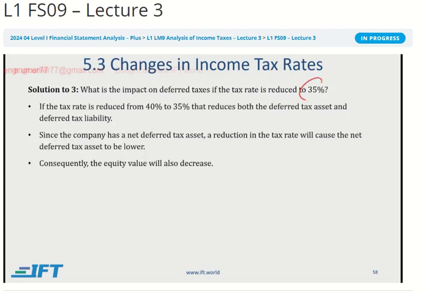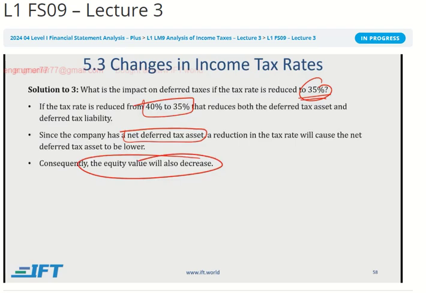And finally, if it goes down to 35, your tax rate, unfortunately for this company, because they have a deferred tax asset net of deferred tax liability, therefore they will be sad, because their asset will go down, the value of their asset will go down when the statutory tax rate goes down, which means their equity will have to be reduced as well to keep the accounting equation balanced.